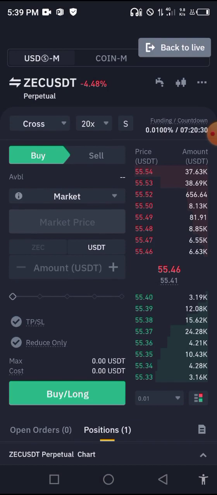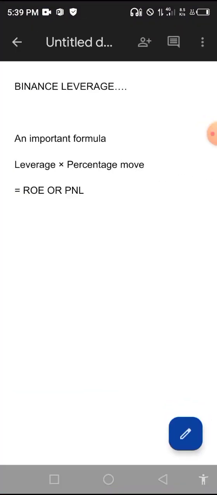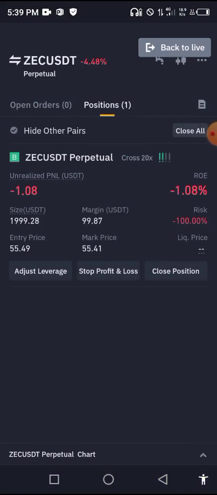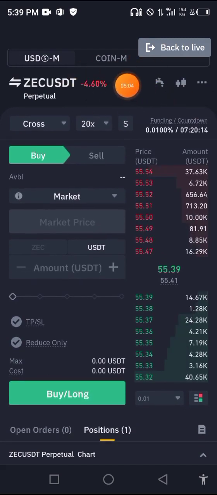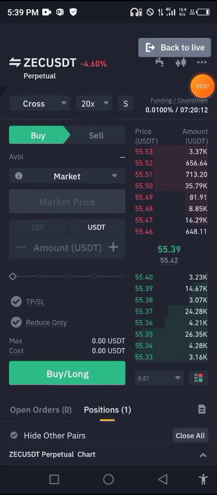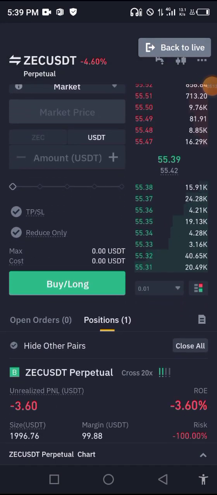This thing is very, very simple. Just know that your leverage is multiplied by your percentage move. I'm not talking about this one, this one is just ROE, we call it PNL. I'm talking about this percentage move. This percentage move multiplied by your leverage will give you your total profit on your capital. Do you understand what I'm trying to say?